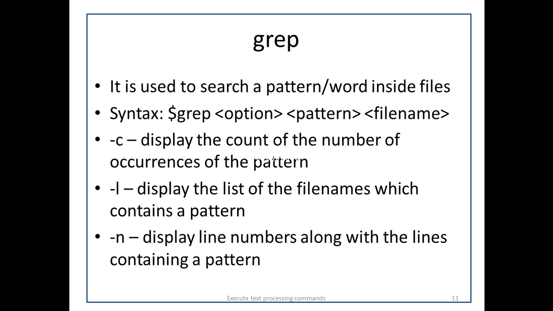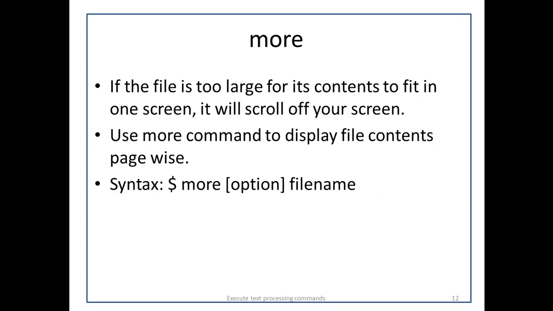grep command. It is used to search a pattern or word inside a file. Syntax is grep option pattern and filename. -c. This option will display the count of the number of occurrences of the pattern. -l will display the list of file names which contain a pattern and -n will display the line numbers along with the lines containing the pattern.